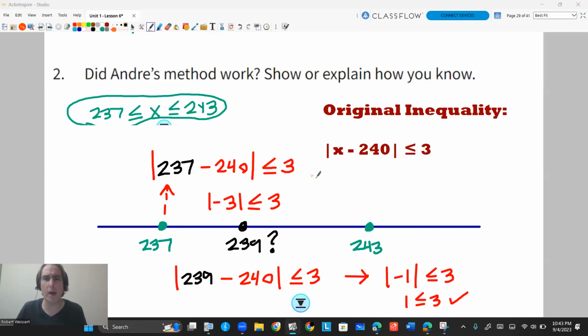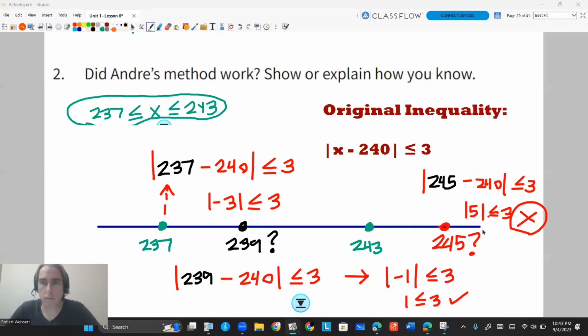Let's take a point way out here, like 245, okay? Will that work? Plug that in and see what you get. Unfortunately, that gives us an absolute value of 5, which is not less than or equal to 3. So that's not going to be a solution.